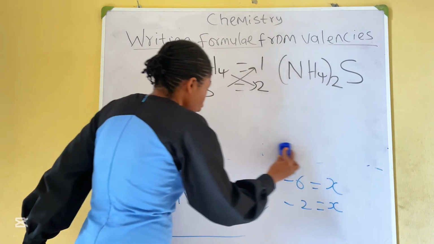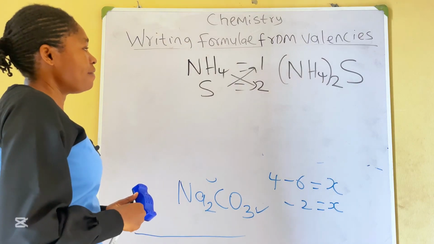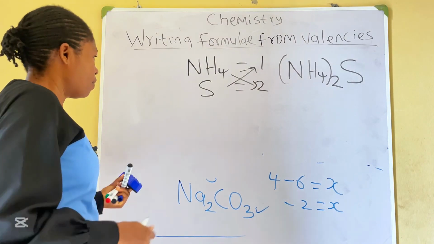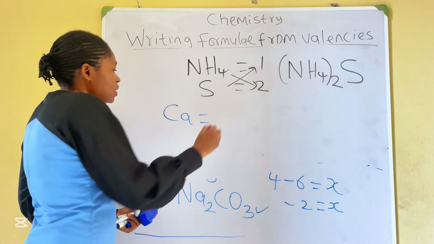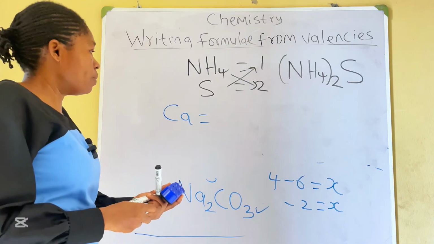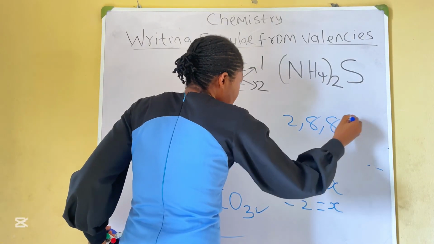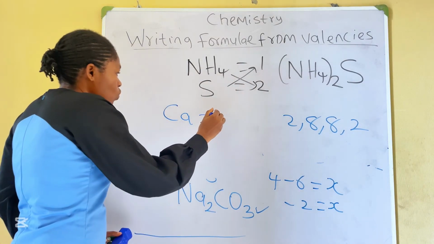Number 4 is calcium tetraoxophosphate(V). You write the symbol of your calcium. What's the valency? Calcium is number 2, 8, 8, 2. So this 2 is the valency. So valency for calcium is what? 2.